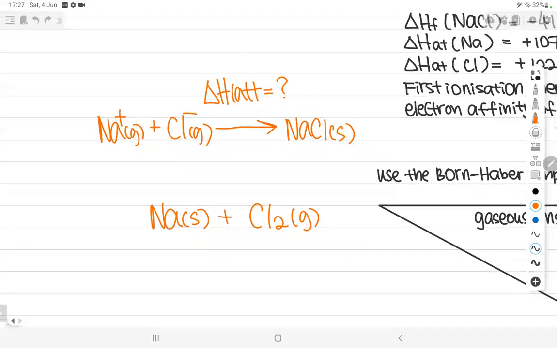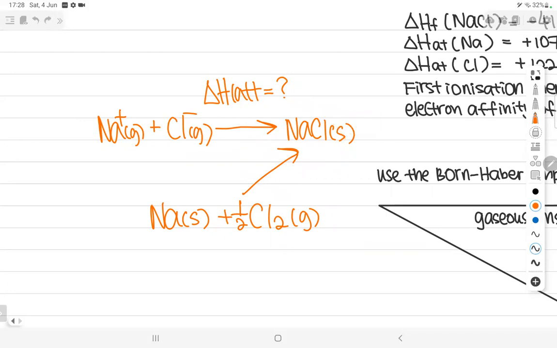Before you do any calculation, do not forget to balance the equation. One sodium on the left, one sodium on the right, one sodium at the bottom. One chlorine on the left, one chlorine on the right, two chlorine at the bottom, so you need to put a half. Now it is balanced. Next, be careful with the arrow. Very important: raw material becomes compound, not compound becomes raw material.